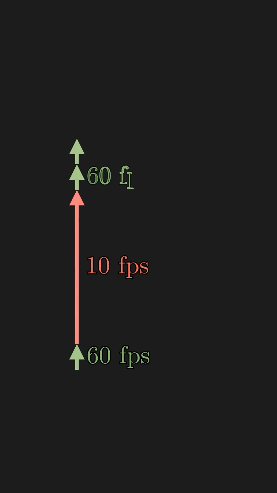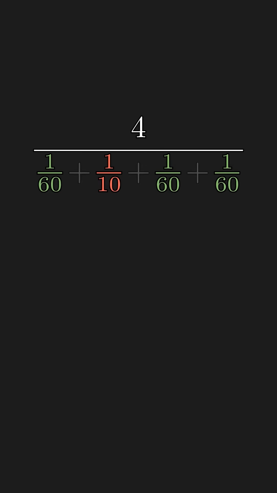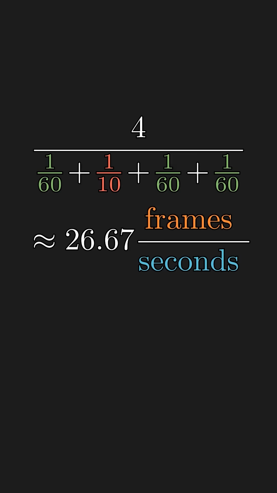Now, suppose we have a scenario where 4 frames are rendered, but the second frame took a whopping 1/10 of a second to render. Then the average FPS is 4 frames divided by the total time it took to render all 4 frames, which is roughly 27-ish frames per second.